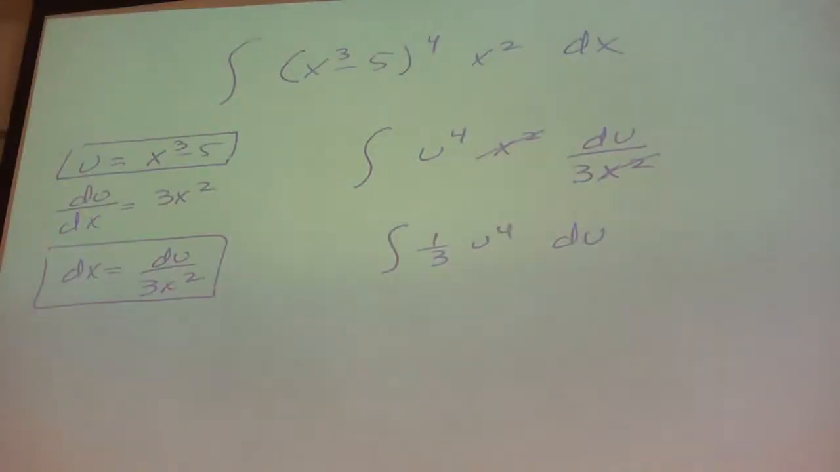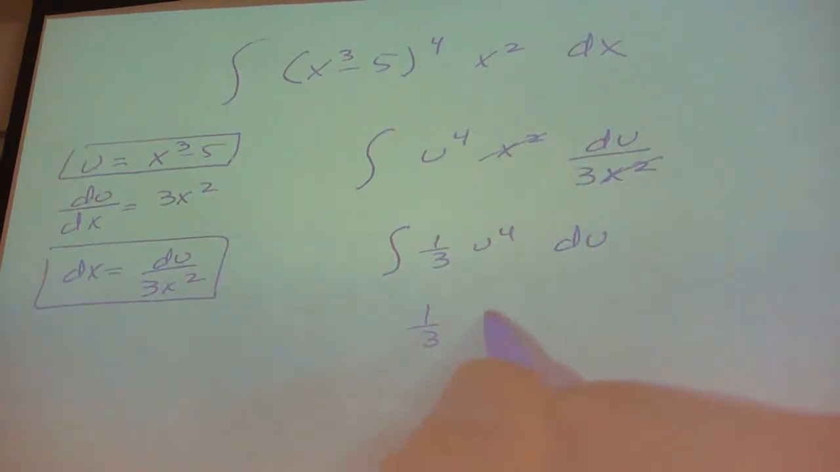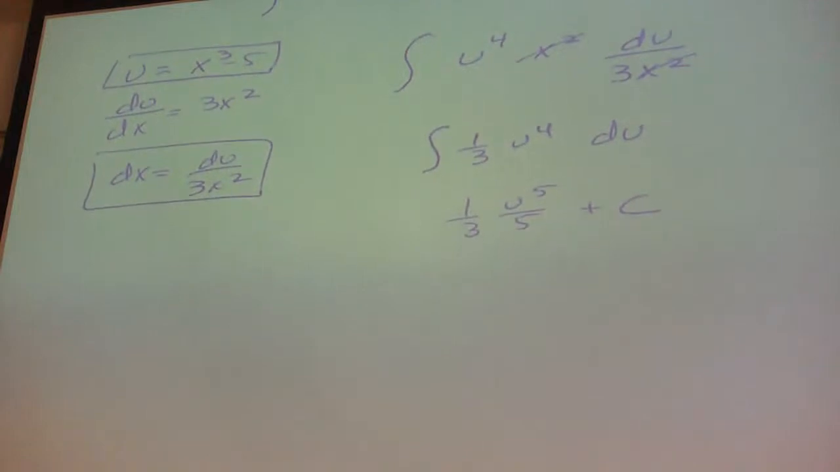Are we okay? Questions so far? Have I taken the integral? No. So let's take the integral. What happens to the 1/3? What's the integral of u to the 4? Don't forget your plus c. What do you end up getting? 1/15 u to the 5th plus c. Is that a final answer? What's the final answer? 1/15, instead of u, what am I going to put? x cubed minus 5, to the 5th, plus c.